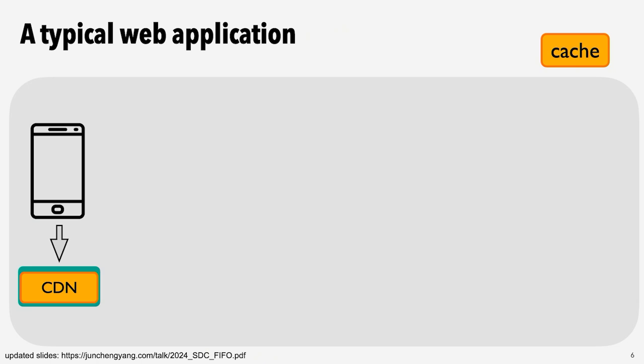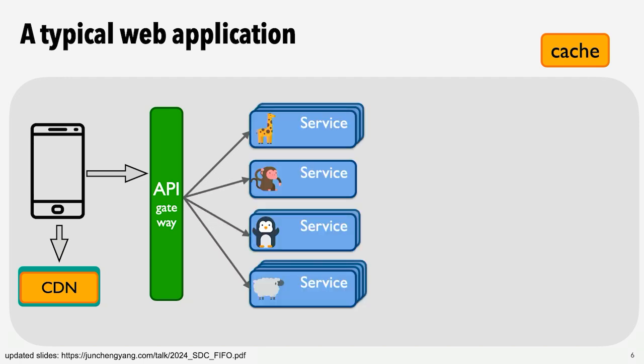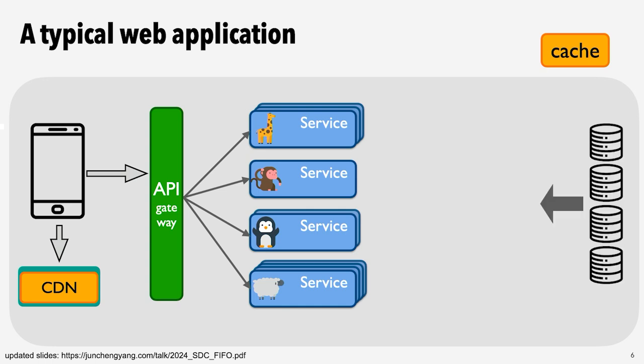When the user opens the application, the majority of the requests are sent to CDN, or content delivery networks. Content delivery networks deliver static data like images, videos, style sheets, or JavaScript directly from the edge of the internet to the user. A small portion of the requests get sent to the API gateway, where the API gateway forwards requests to different services. Some of the services, for example, can be login service, ads service, user authentication service, etc.